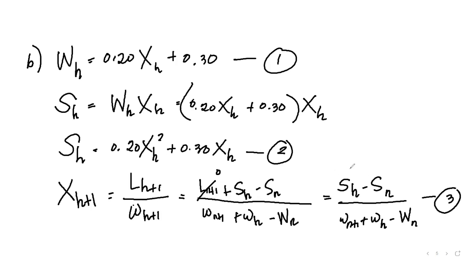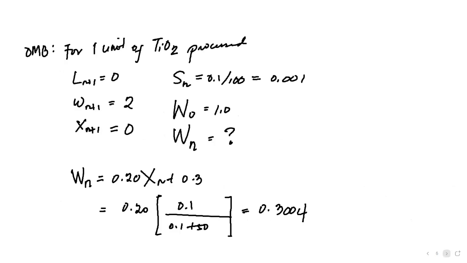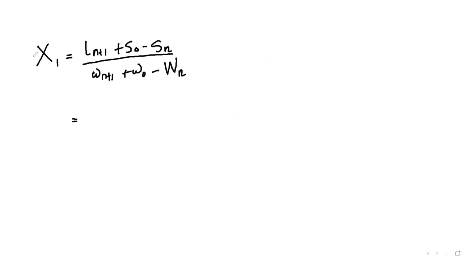This is really SH, by the way. This is really SN. This is really your solvent. This is your WH, which is your solution in the H thickener. And this is your W sub N. Now, we will determine the X sub 1 in this case. So, the X sub 1 will be used in determining the concentration of the solution in the underflow of the first thickener. So the same principle will apply in the manner we took the X sub H plus 1 here.